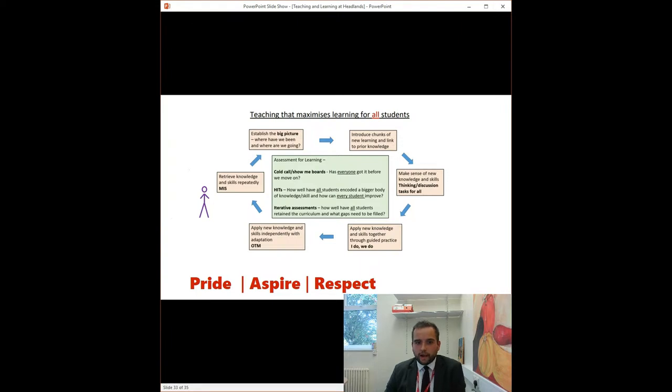So if I just zoom back out to the big picture of our lessons now, this is our learning model. So this is what we want all of our students to experience, and this is broadly what our lessons look like. That's not to say that all of this would fit within a lesson, but it is to say that this is what our cycle of learning would look like across the school.